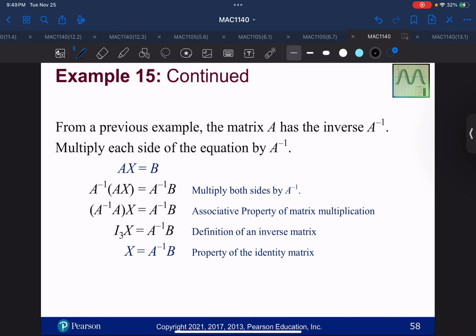And they are kind of showing you that here. So here's the A inverse being multiplied on the left. And then we can use the associative property and multiply A inverse by A. And that will give us the identity matrix, the 3 by 3 identity matrix. And then the identity matrix times X is just X. And so the solution would be A inverse times B.